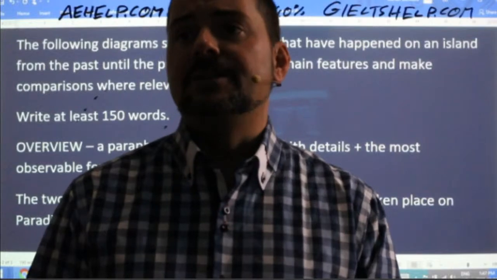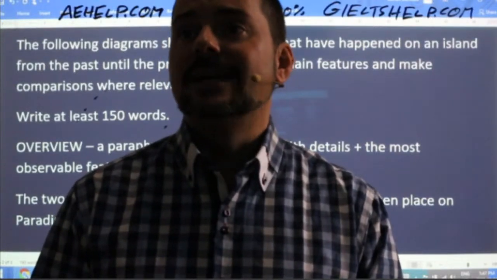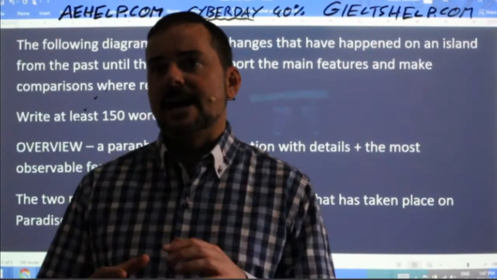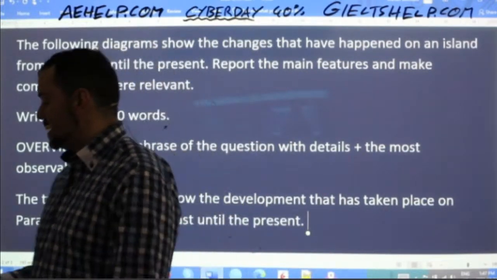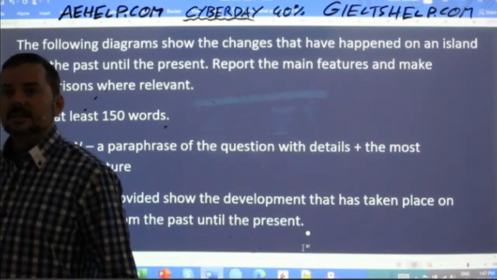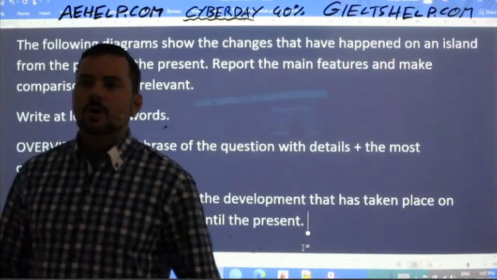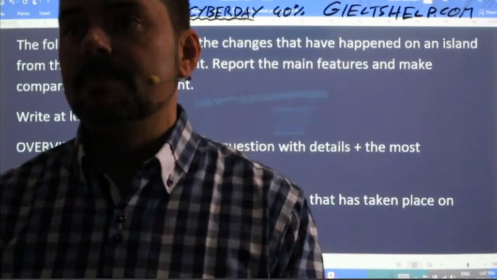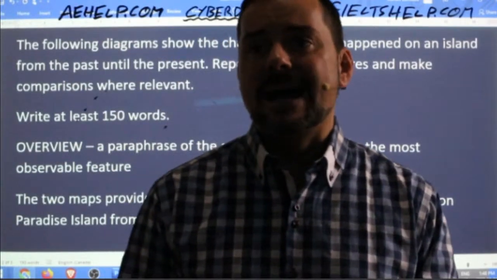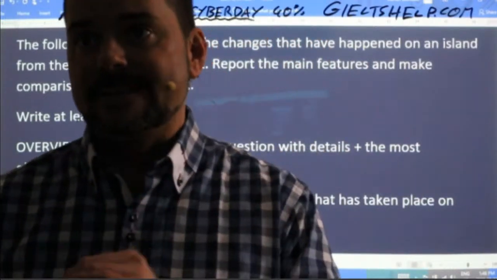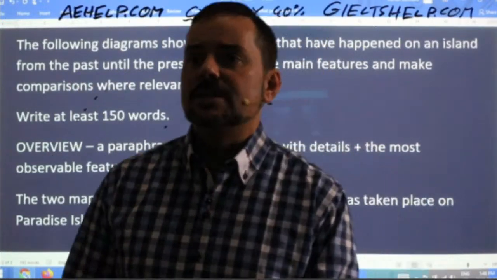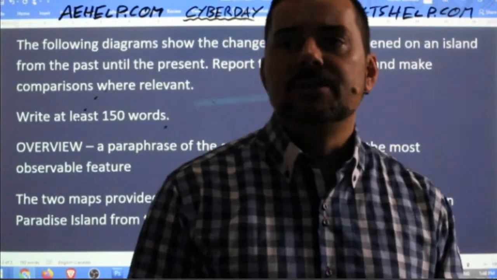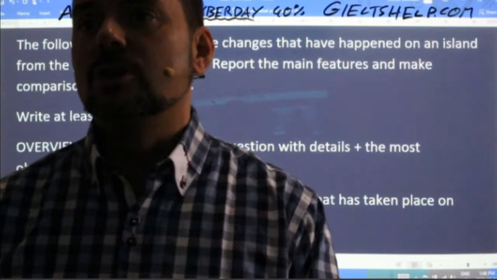OS says the two maps illustrate the development which has occurred on Paradise Island between the past and today. The significant development, OS. So, OS, always use your adjectives and adverbs to be concise, to state your ideas as simply as possible, right? So the two maps illustrate the significant development which has occurred on Paradise Island between the past and today, period. That's it, OS. Then it's good. Janelle says the given two blueprints depict a snapshot of Paradise Island in the past and the development until current time. Good, Janelle.